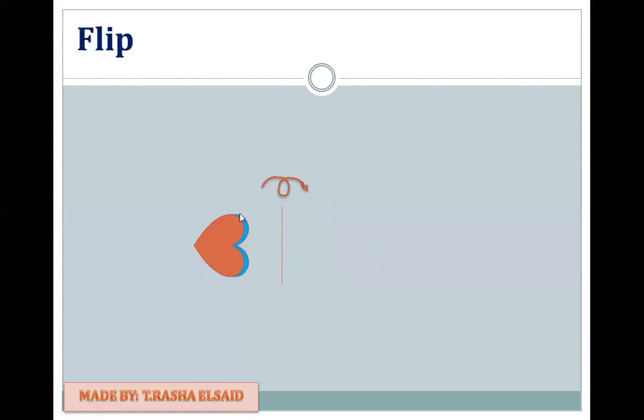This heart is made up of two faces. One face in the front is red and the other face is blue. If I like to flip it, flip means move it like that, and the other face will appear on the other side in the opposite direction. So when I flip this heart, look, it will be like that. The blue face will appear like that. So this is how to flip the figure.